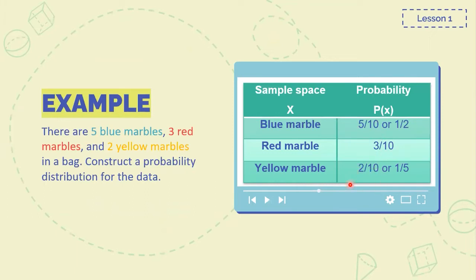So first property, check. Next, second property: the summation of the probabilities of all random variables must be equal to 1. So all we have to do is add these three. 5 over 10 plus 3 over 10 plus 2 over 10 is equal to 10 over 10 or 1. Thus, the second property is also checked. This simply means that this table here is indeed a discrete probability distribution.